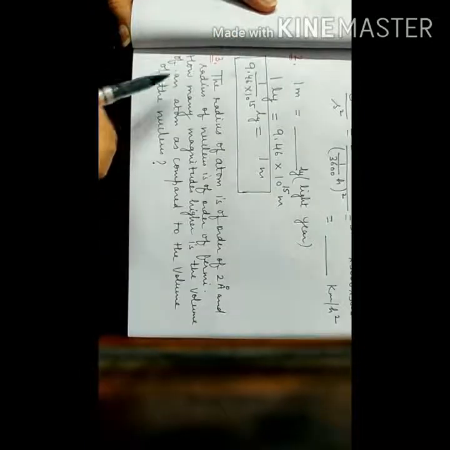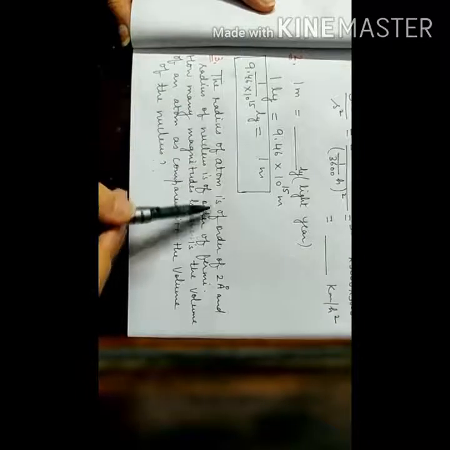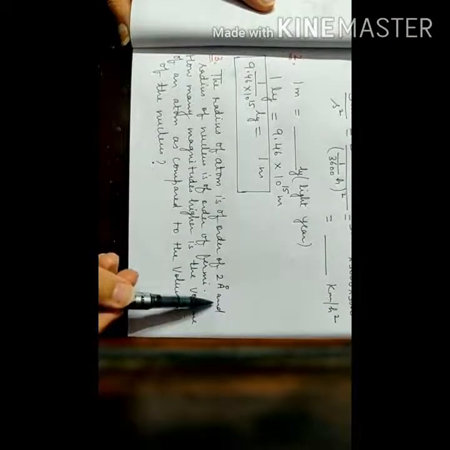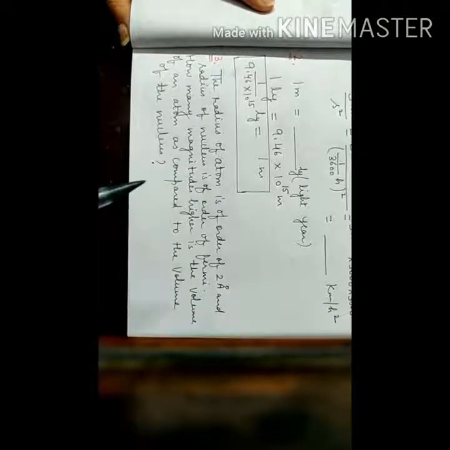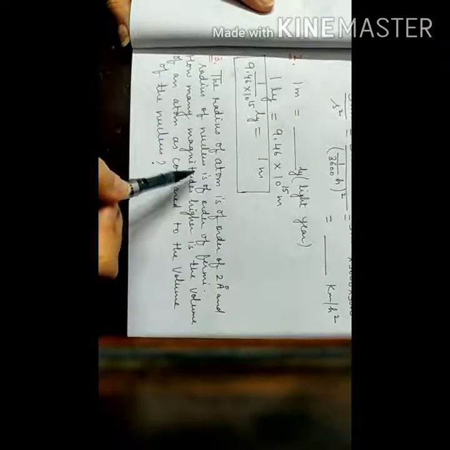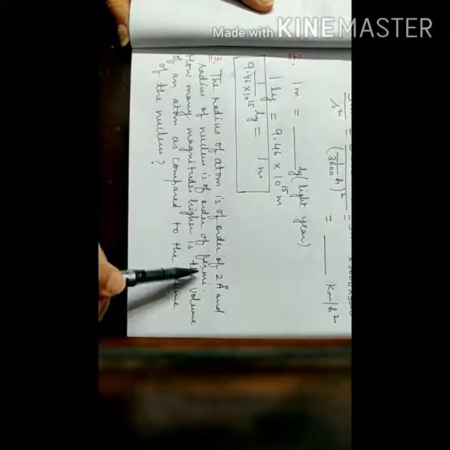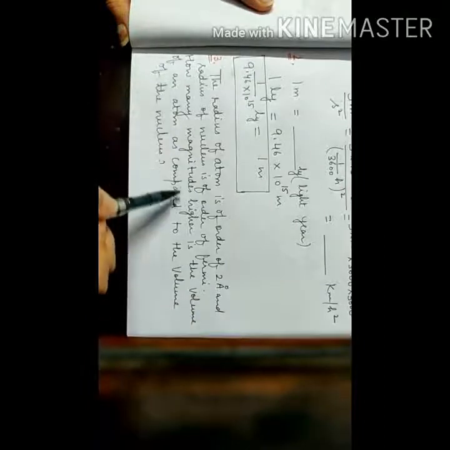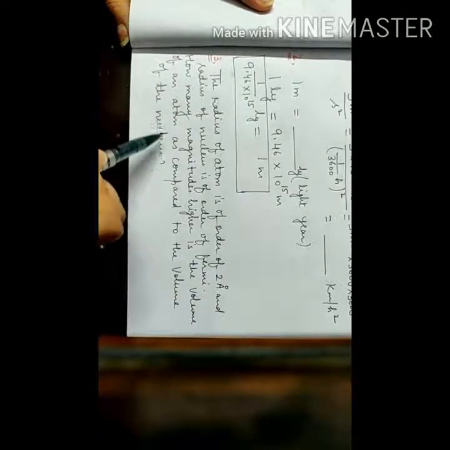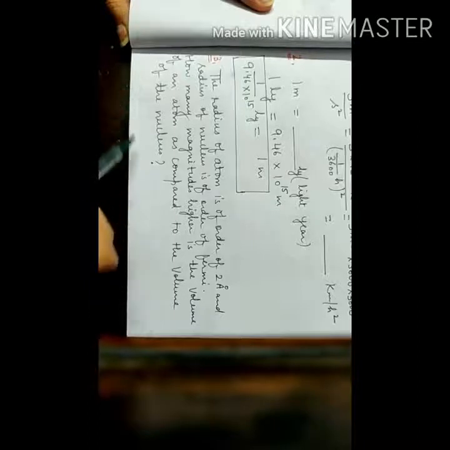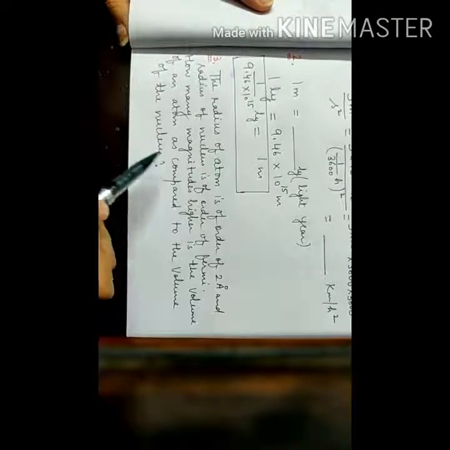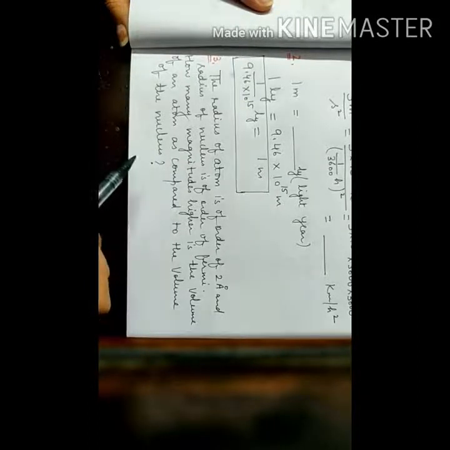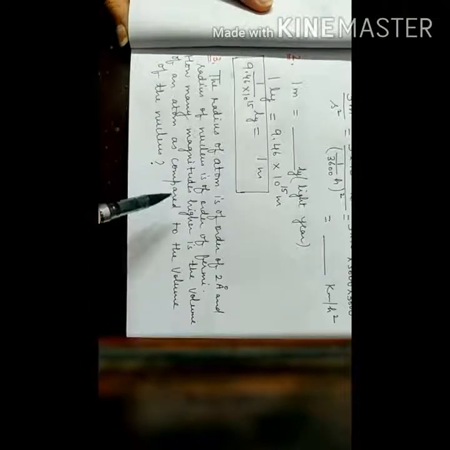Now question number 3 is, the radius of an atom is of order of 2 angstrom. We know 1 angstrom is equal to 10 to the power minus 10 meters. And radius of the nucleus is of order of Fermi. Fermi meaning 10 to the power minus 15 meters. How many magnitudes higher is the volume of an atom as compared to the volume of the nucleus? We have to compare their volumes. Right? Now how will we compare? See.